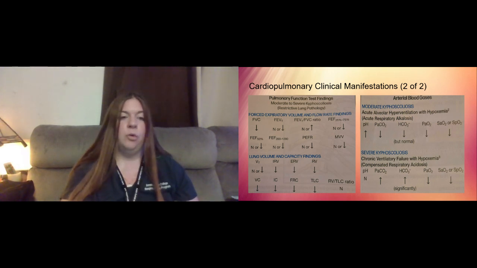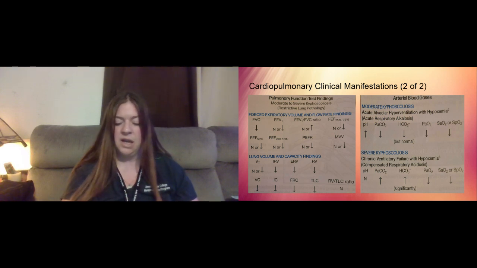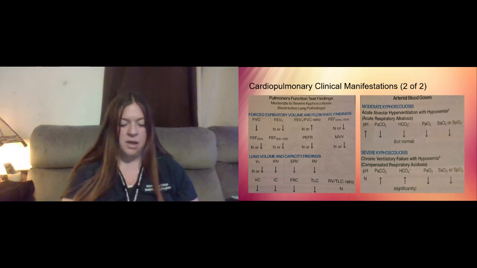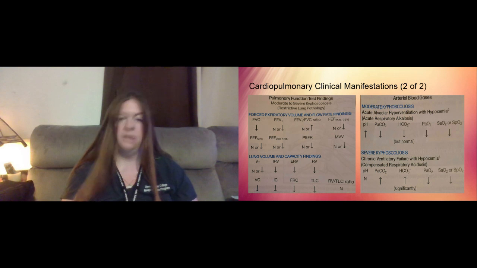We're going to see a normal or decreased forced expiratory flow at 50% of forced vital capacity, a normal or decreased forced expiratory flow between 200 and 1200 milliliters of exhaled volume during a forced vital capacity. We're going to see a normal or decreased peak expiratory flow rate and a normal or decreased maximal voluntary ventilation.